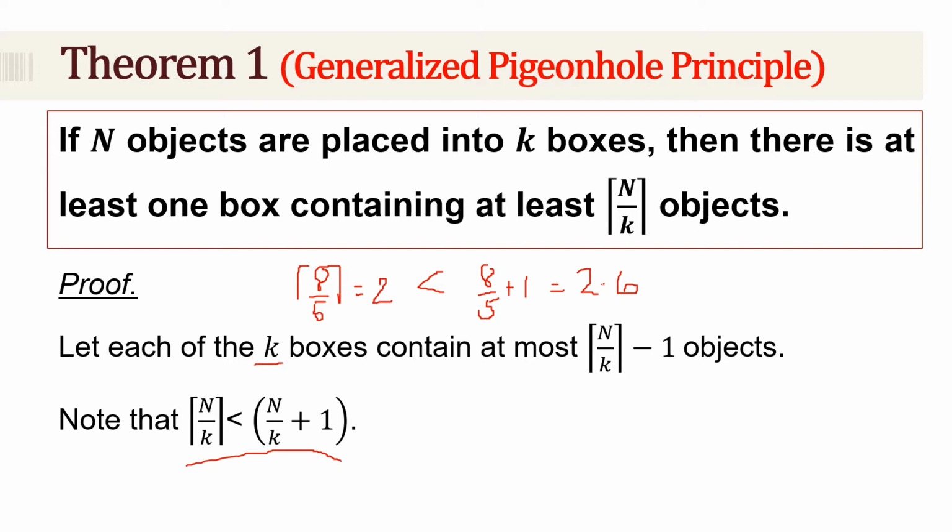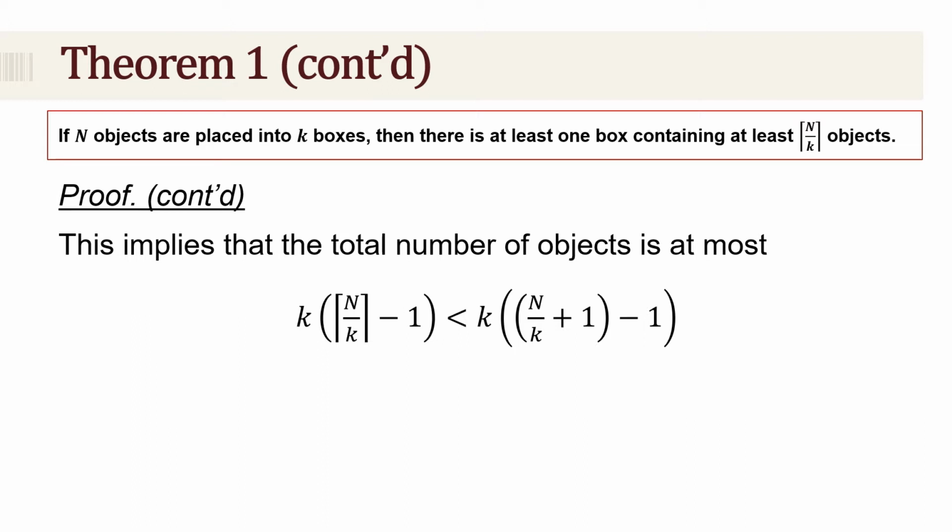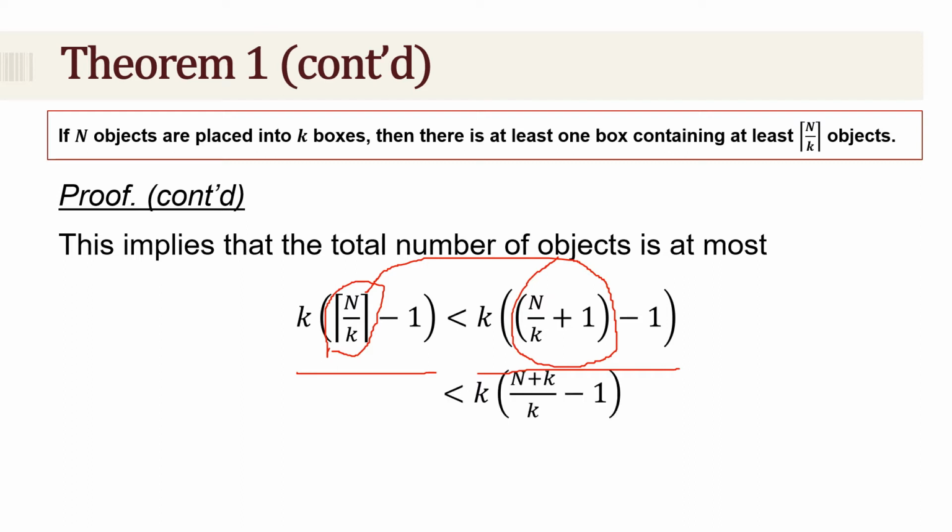So, since each of the k boxes contains at most the ceiling of n over k minus 1, then this implies that the total number of objects is at most k times the ceiling of n over k minus 1. Pero sabi natin kanina, di ba, etong part na ito is less than etong part na to. So we can say that k times the ceiling of n over k minus 1 is less than k times n over k plus 1 minus 1. And kapag sinimplify natin yan, that is less than k times n plus k over k minus 1. Okay? Ginawa lang natin itong similar fraction, which is equal to k times n plus k minus k over k.